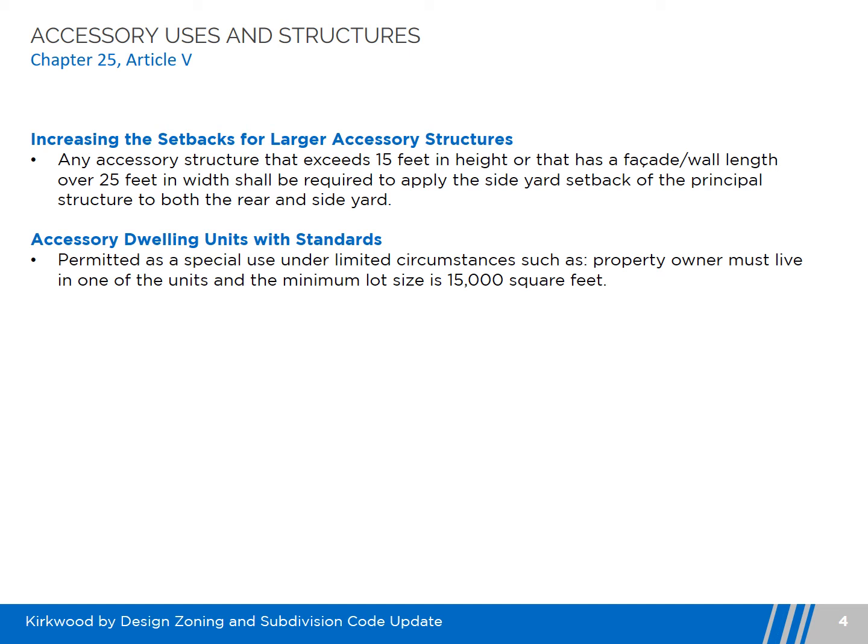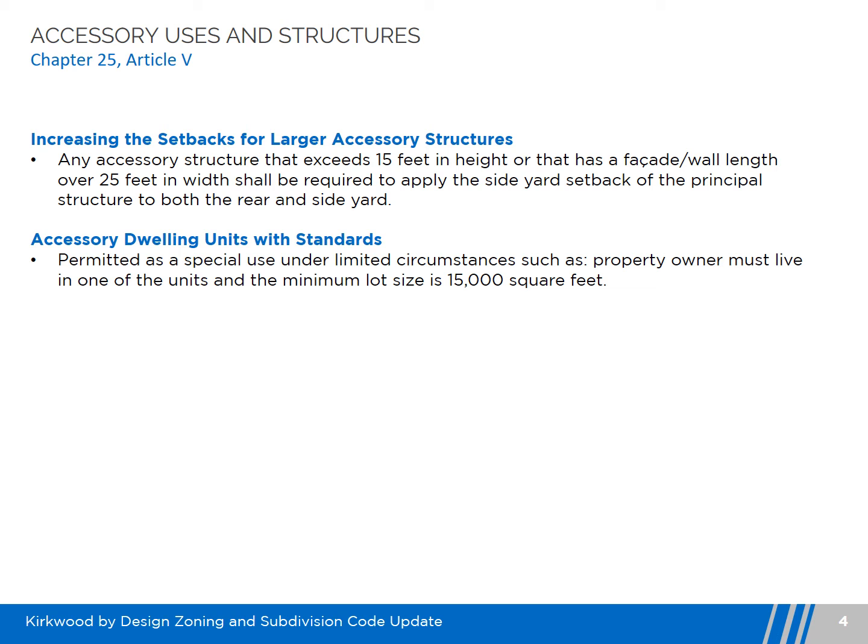So in working with the committee, we established that if any accessory building goes over 15 feet in height, or if it has a very long wall plane, over 25 feet in any one direction, it will have to meet the setbacks of the principal structure. So we're going to push the bigger accessory buildings further back. Now, we did not change the total amount of accessory buildings allowed in any one district. Currently you're allowed 7% of the lot, or 1,500 square feet, whichever is less. That ratio did not change. We just made the setbacks a little bit more restrictive when you get to the larger size.